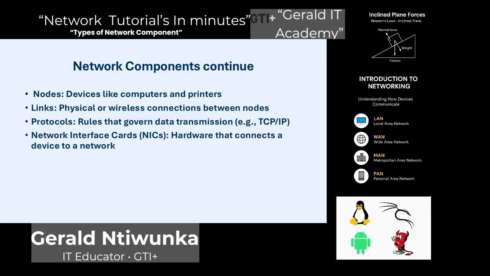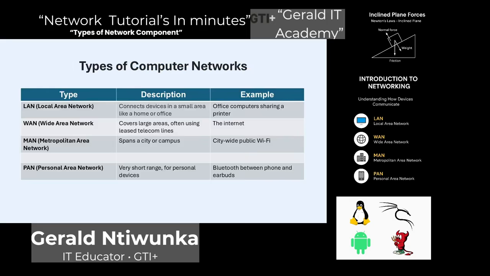Now, the links are the physical or wireless connections between the nodes. Then the protocols, as I said earlier, are rules that govern data transmission, for example, TCP/IP. Then we have the network interface card, which is NIC. This is a hardware that connects a device to the network.